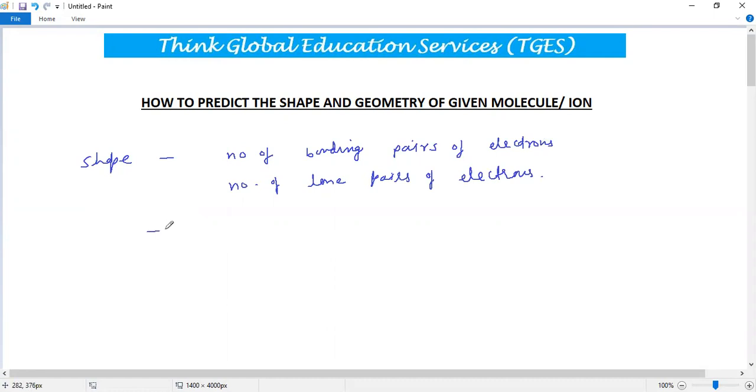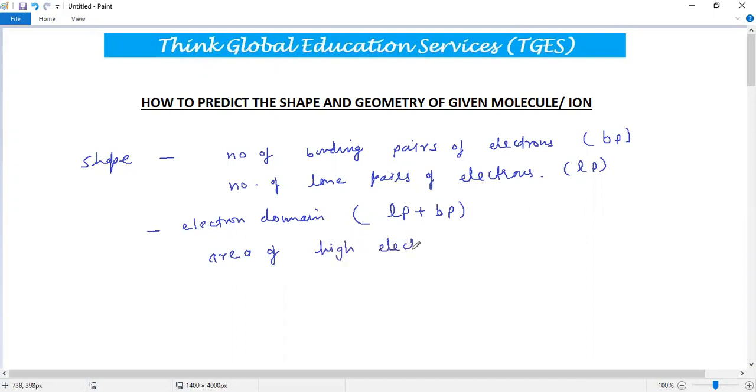Together, we call them electron domain. So this is actually lone pair plus bonding pair. We can abbreviate bond pair as BP and lone pair as LP. Electron domain is nothing but the area of high electron density within the molecule.